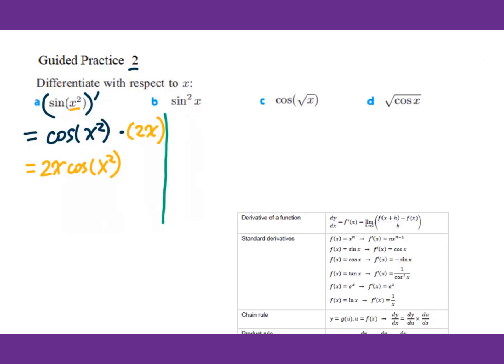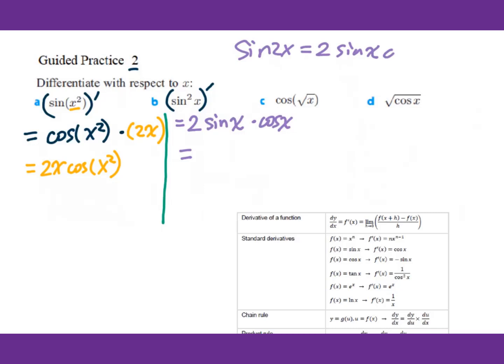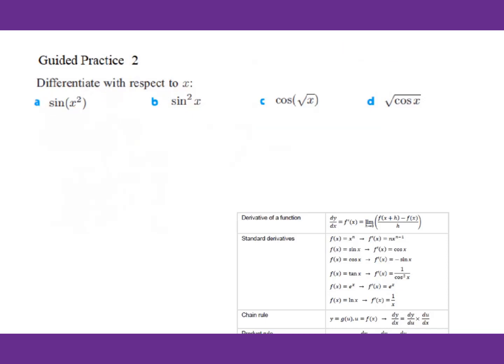Sine squared x. We do the derivative. You have to use the power rule first. So you get 2 sine x. Then do the derivative of sine x by chain rule. You will get cosine x. Since sine 2x equals 2 sine x times cosine x, therefore you can write down sine 2x. That's the final answer. Let's go to C.